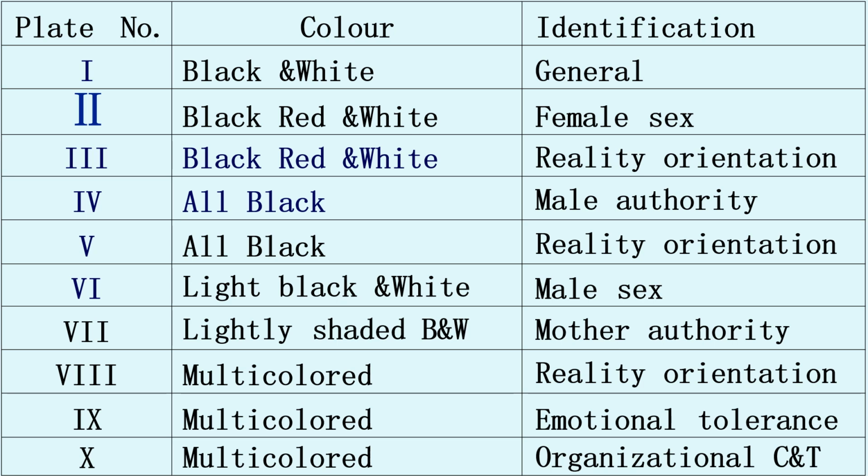So the second plate is female sex, then black, red, white is then reality orientation plate. Then the next 2 are all black plates, one is male authority and one is reality orientation. Then light black and white, like black and white with shading, male sex, then lightly shaded black and white, mother authority. Then the last 3 multicolored, 8, 9, 10: reality orientation, emotional tolerance and organizational CNT.